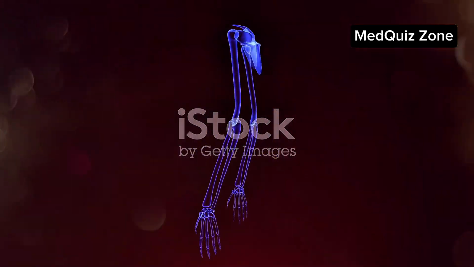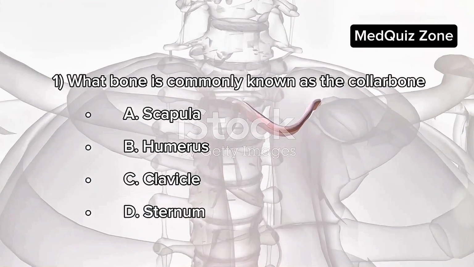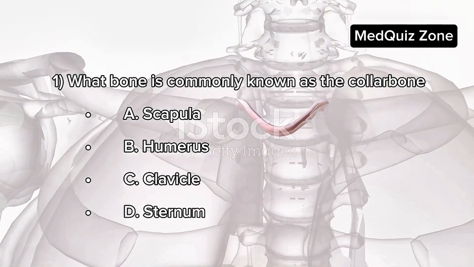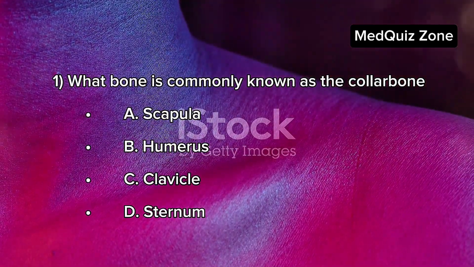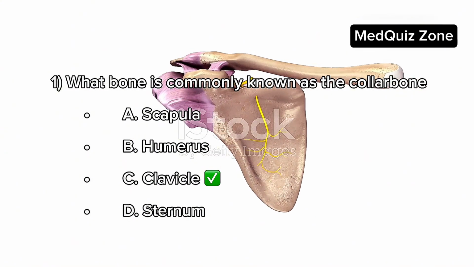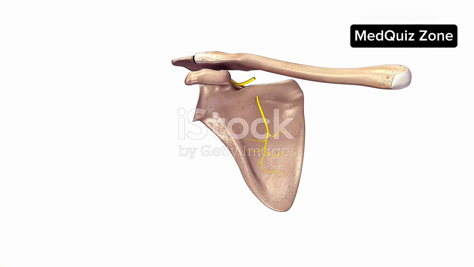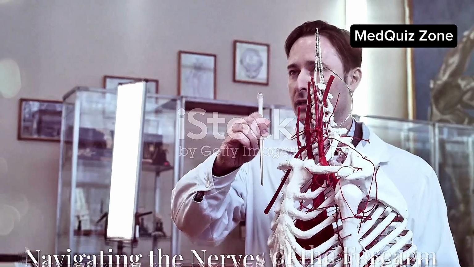Alright, let's kick things off with our very first question. Question 1. What bone is commonly known as the collarbone? Is it A, the scapula, B, the humerus, C, the clavicle, or D, the sternum? The correct answer is C, the clavicle. The clavicle is indeed the bone we commonly refer to as the collarbone. Great start, everyone. Let's move on to the next one.